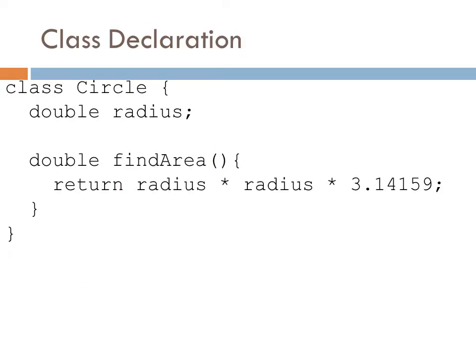The declaration syntax of a class is this one. Class name, then list of properties, then list of methods. Here only one property, that is radius, and there is one action, find area. When we call the find area method, it will calculate the area of the circle, pi r square, so radius into radius into 3.14159.